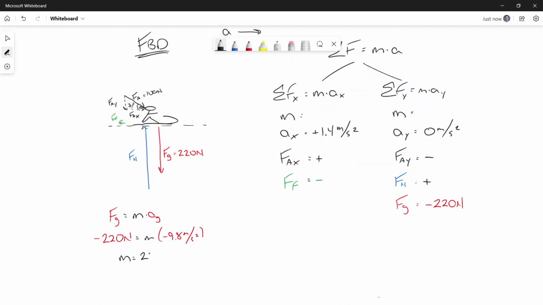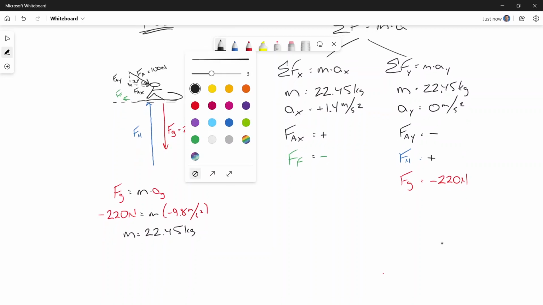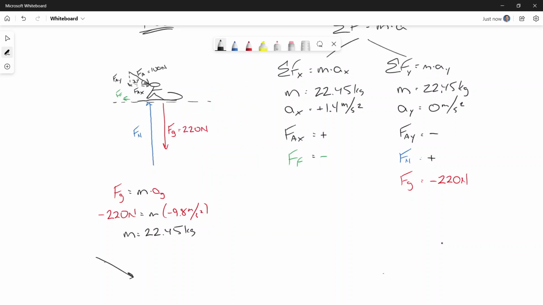M is equal to 22.45 kilograms, and I can put that right into my table. And I can put it in both spots, and we'll talk about how we're going to use those. All right, so I know the mass. What about that applied force? Well, here we need to do a little bit of trig. All right, so if I take that applied force, it is down at an angle.